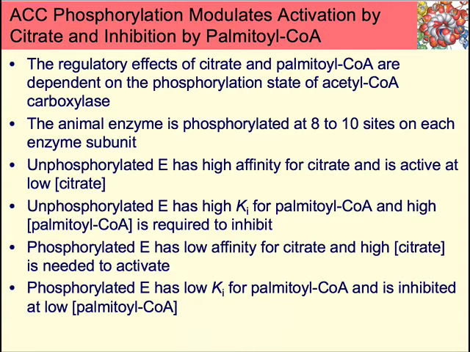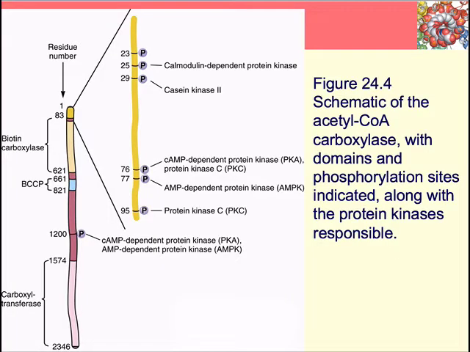The phosphorylated enzyme, on the other hand, has a low affinity for citrate, and high citrate concentrations are needed to activate. The phosphorylated enzyme has a low Ki for palmitoyl-CoA and is thus inhibited at low palmitoyl-CoA concentrations. This is a schematic showing the acetyl-CoA carboxylase with the domains and phosphorylation sites indicated, along with the protein kinases responsible. Notice the number of different kinases that are required to carry out the phosphorylations that regulate this complex enzyme.